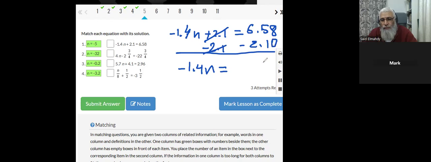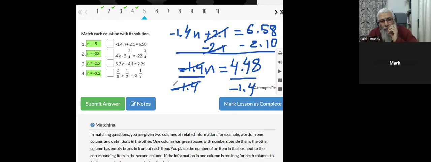It would be 4.48... minus... no, 1.4 is multiplied by n. Okay, step number two is division by negative 1.4.